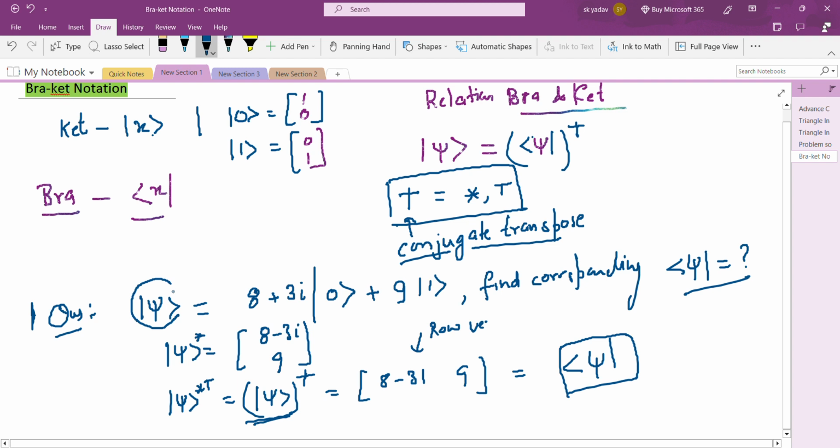What we have learned in this session is how to convert the cat vector into the bra vector. In the same way, vice versa is also true: you can convert a bra vector into the cat vector as well. Now in the next session, we are going to discuss some of the bra and cat properties. Thank you for watching.